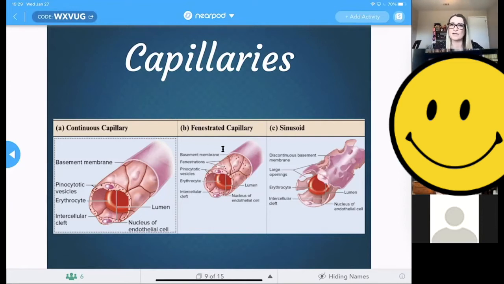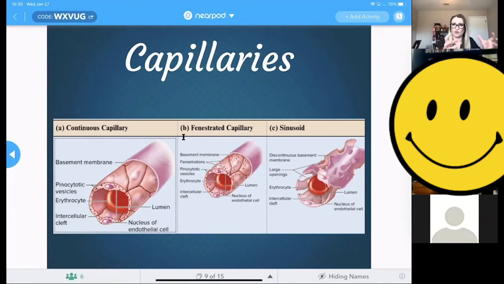The last type of capillaries are sinusoids, and sinusoids have large gaps between cells, and they also have incomplete or absent basement membrane, as you can see on this image right here, that right side. They are found in areas where formed elements and large particles need to enter or exit the blood. So for example, red bone marrow, where you make formed elements, the liver and spleen, where we recycle formed elements.